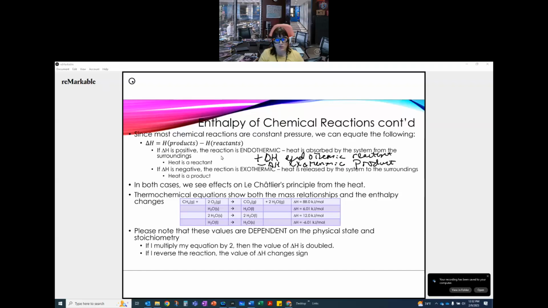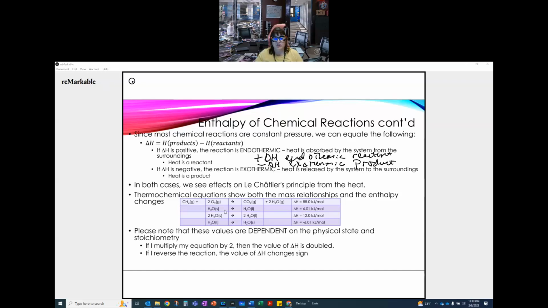Thermochemical equations show both the mass relationships and the enthalpy. So let's take a look at this. CH4 gas plus 2O2 gas goes to CO2 gas plus 2H2O. That has an enthalpy change of negative 88.0 kilojoules per mole. Okay, awesome. So much fun.